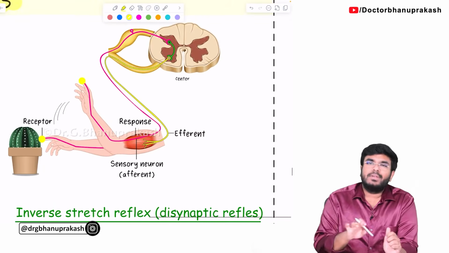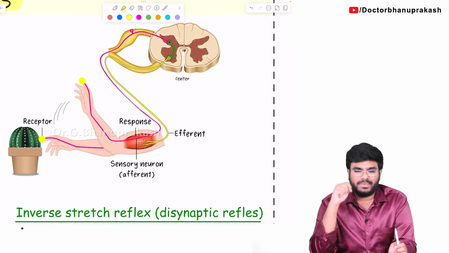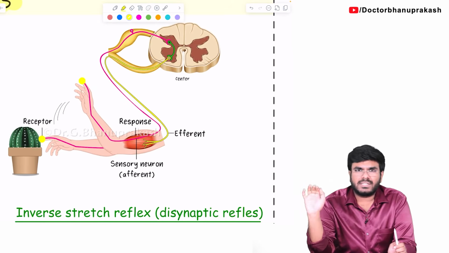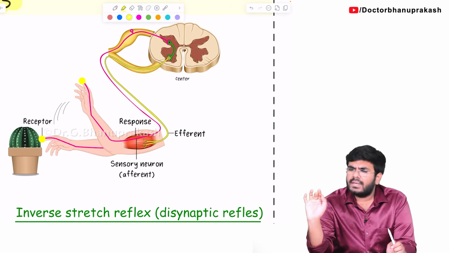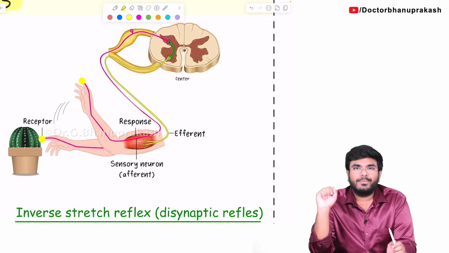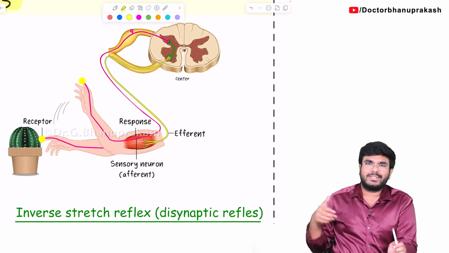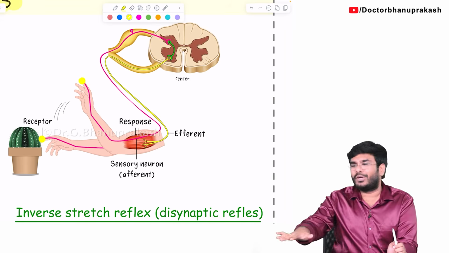Look at this example. When you go and touch something which is very sharp, in this case he is touching a sharp object, like a sharp plant, thorns. When he is touching something sharp or hard, what will you do? Immediately you are going to take your hand back. It's a protective reflex, right? You don't want to harm yourself, so you want to take your hand back.